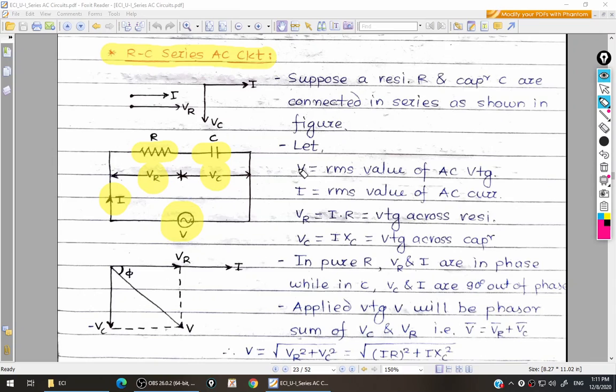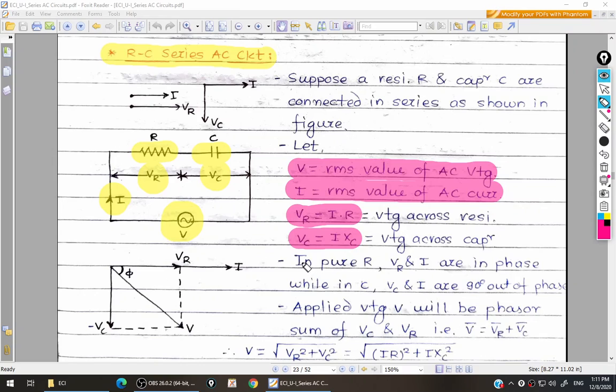Now let us look at some terminologies. Suppose capital V is the RMS value of our applied AC voltage. Suppose I is the current flowing through the circuit, the RMS value of the AC current. When this current passes through the resistor, voltage will drop across the resistor, and that value will be I into R according to Ohm's law. Similarly, the voltage across the capacitor will be I into XC. XC stands for reactance of the capacitor.